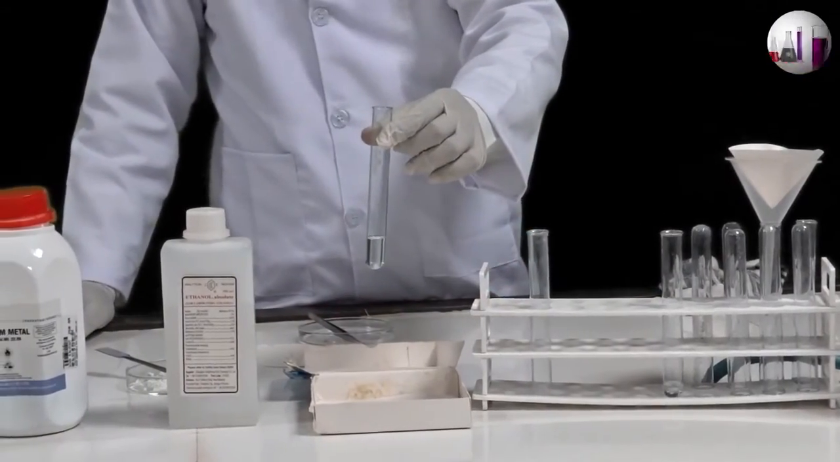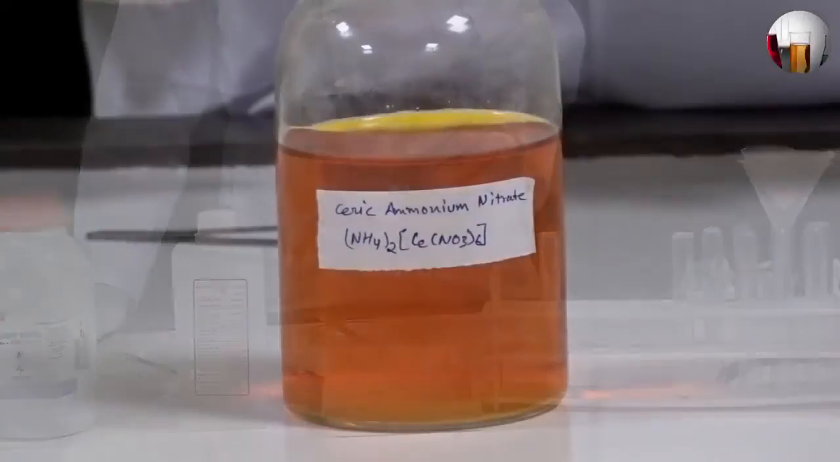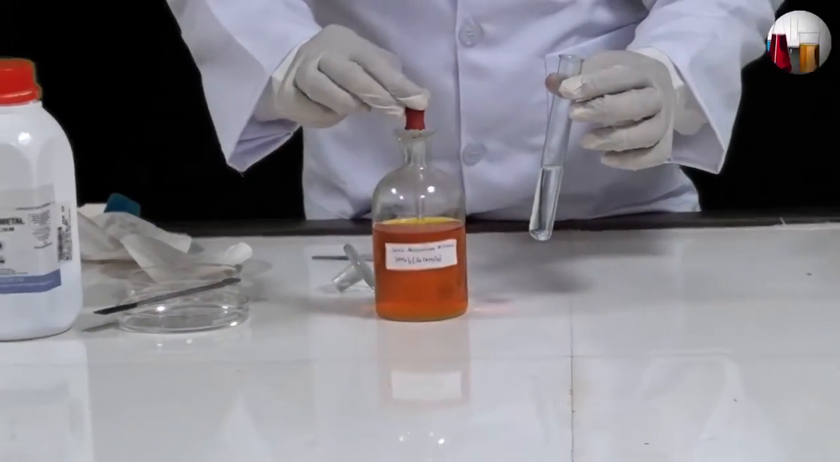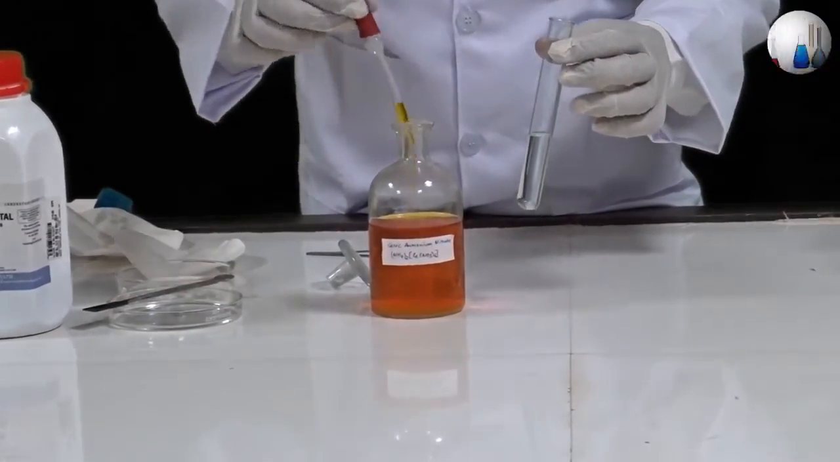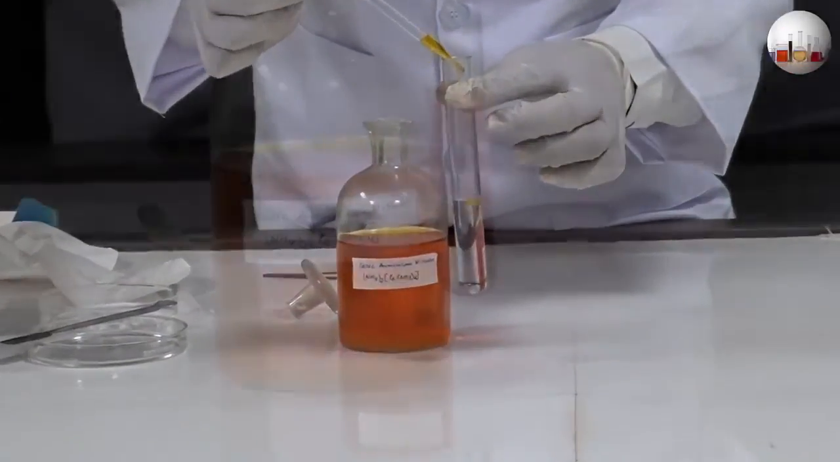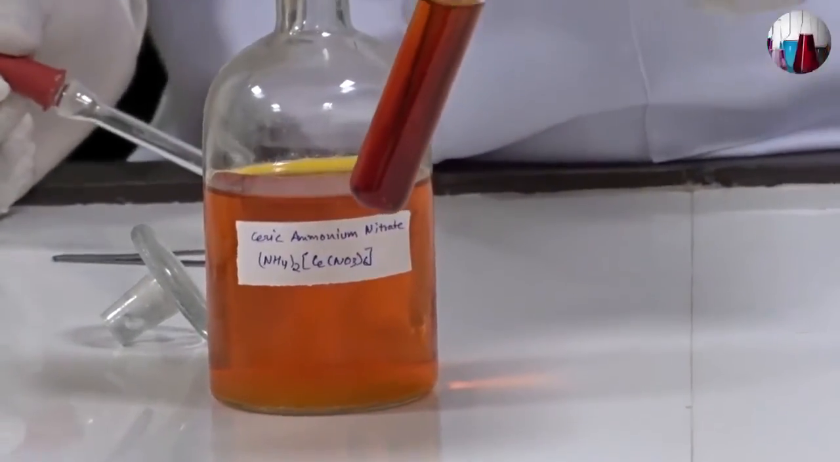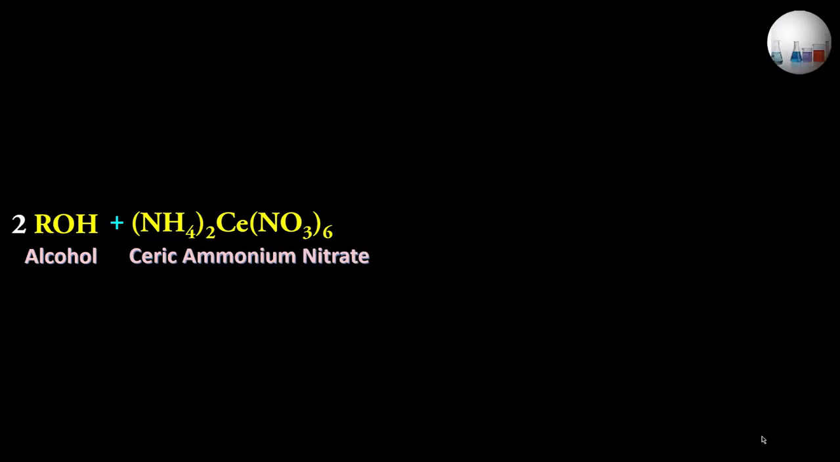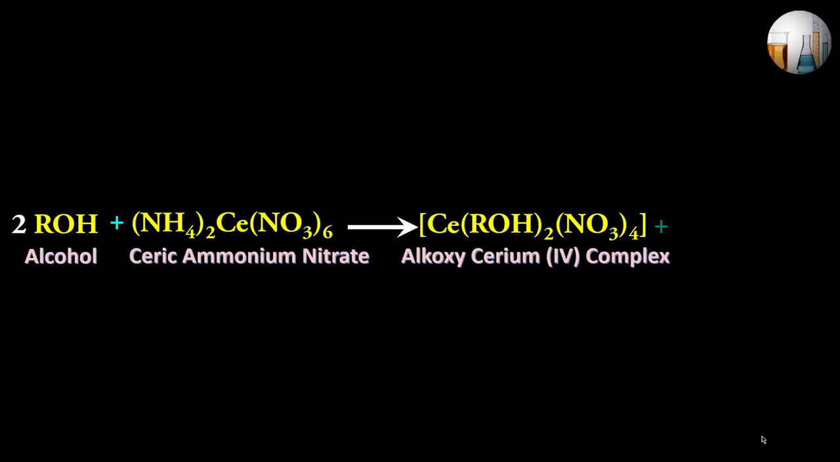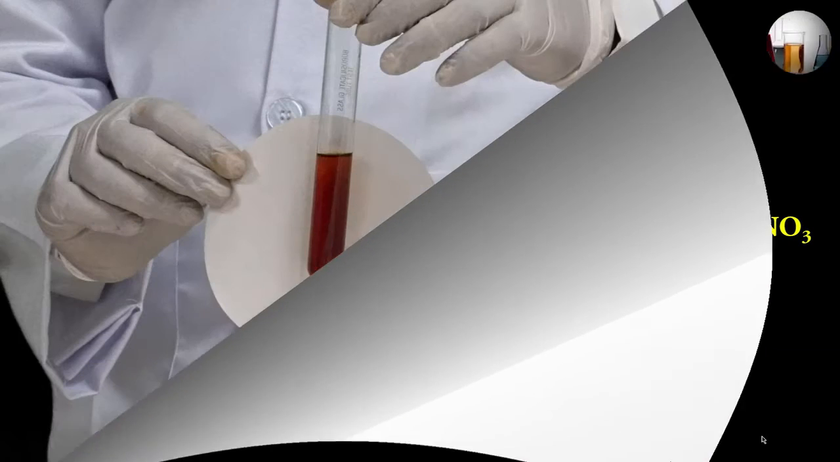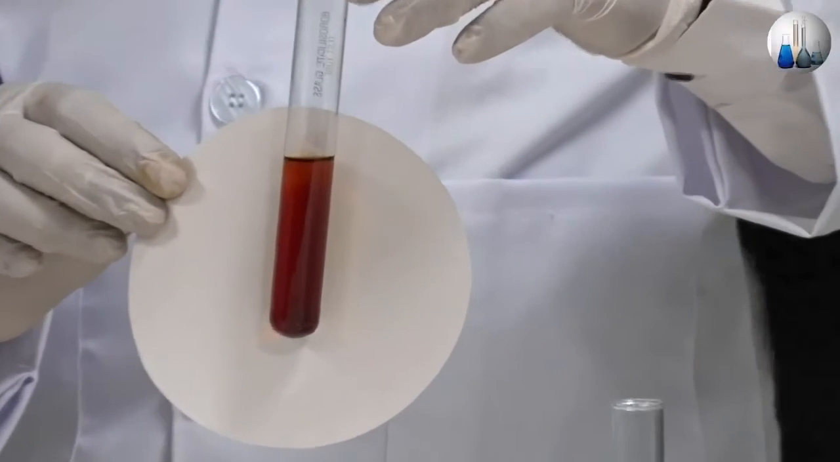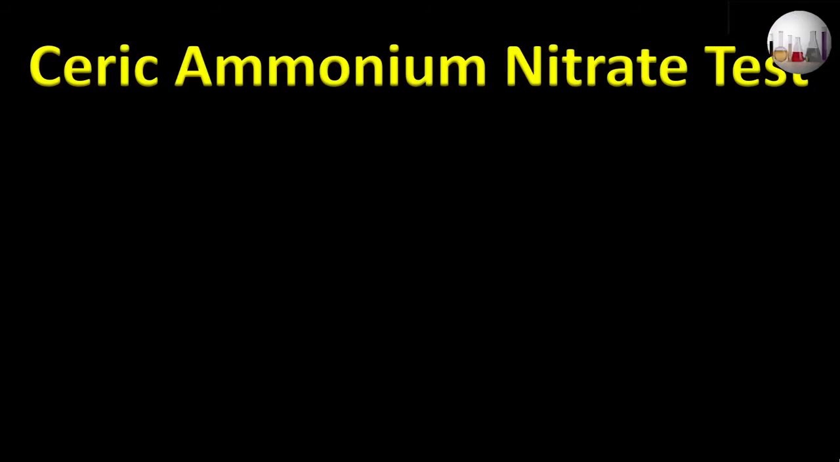Take a small amount of organic compound in a test tube and add ferric ammonium nitrate reagent using a dropper. Shake the test tube. Alcohols react with ferric ammonium nitrate, giving an alkoxy-cerium(IV) complex, which is blood red in color. That was the ferric ammonium nitrate test.